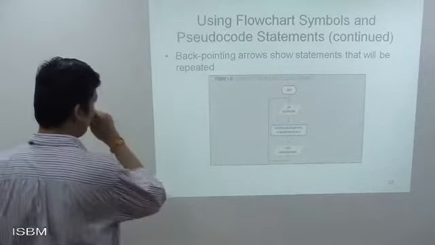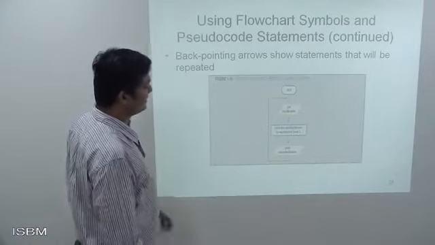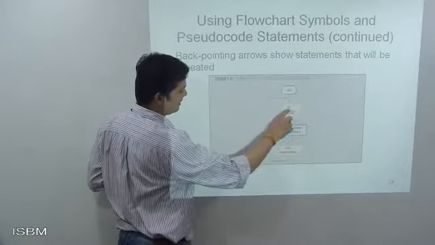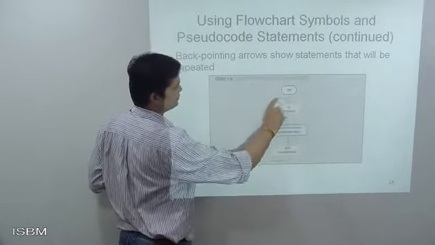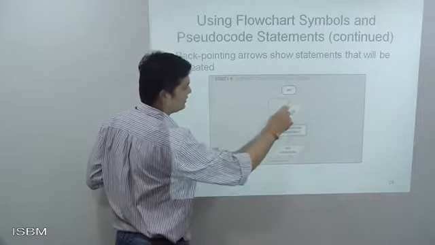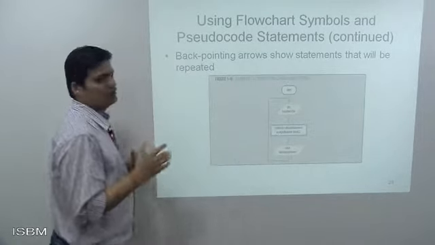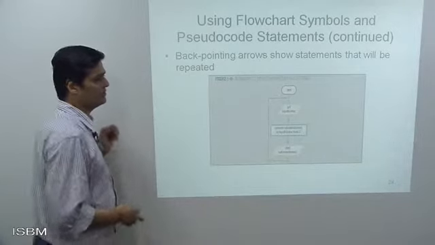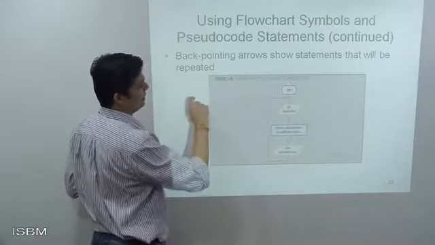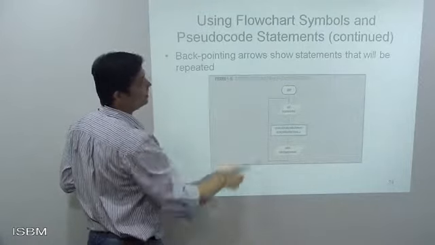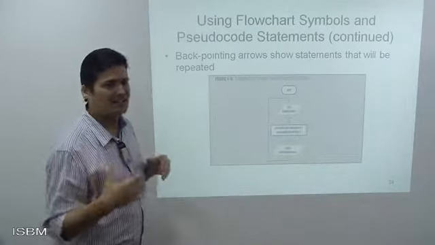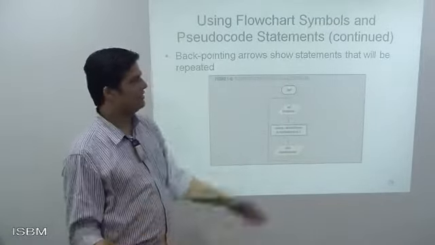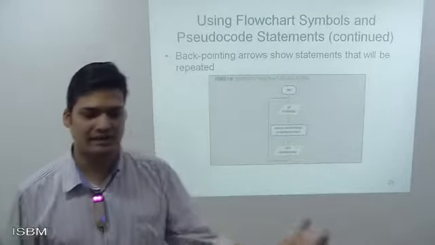Back pointing arrows show a statement that will be repeated. Initially you have given 2 numbers, now you want to change the number. So again the start, suppose initially you have given the 2 numbers 10 and 10, after that you need to give 9 and 9. Like that, if you want to repeat the same thing again and again, this is the back pointing arrow which goes back, and again you start over there.